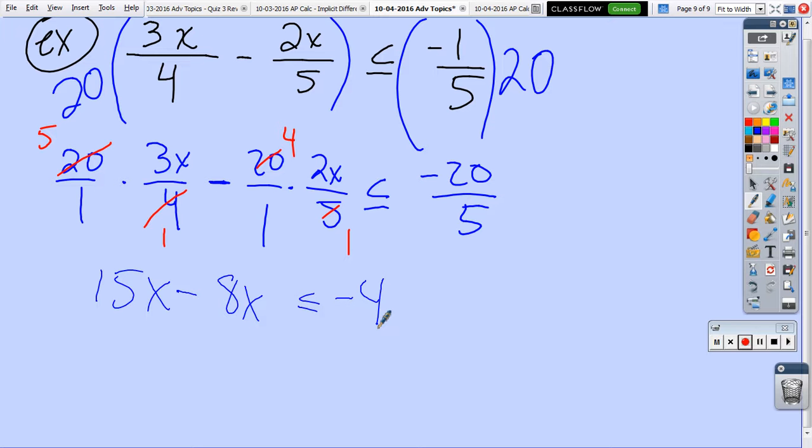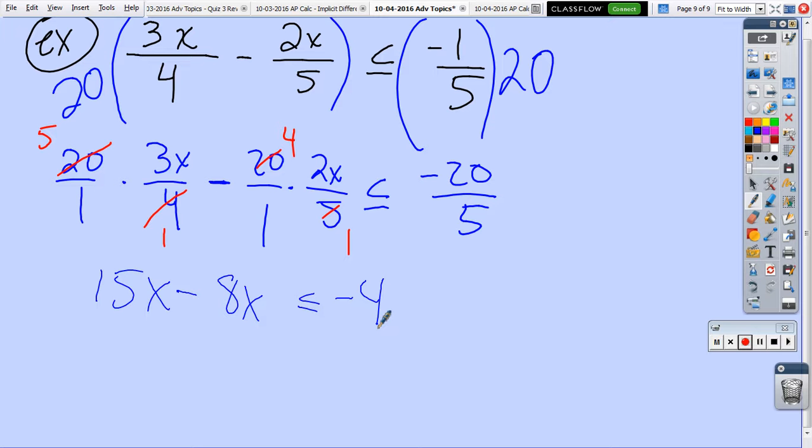Yes? I was with you until you got less than or equal to negative 4. That's what we just did. Negative 20 divided by 5 is not negative 4. Oh, okay, sorry. I wasn't thinking about that.